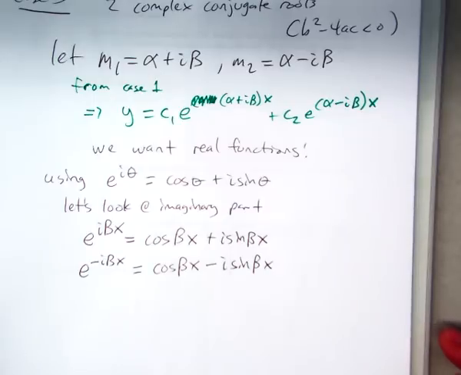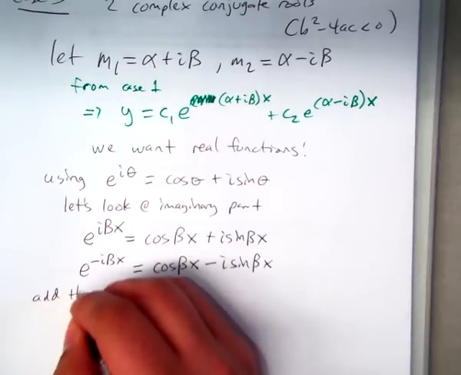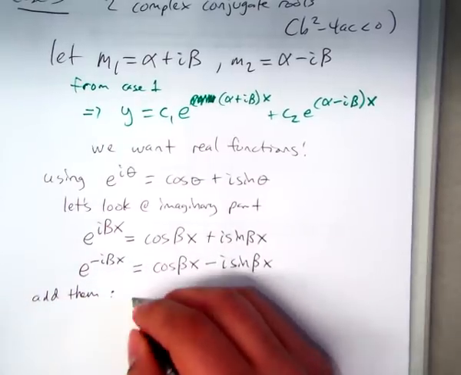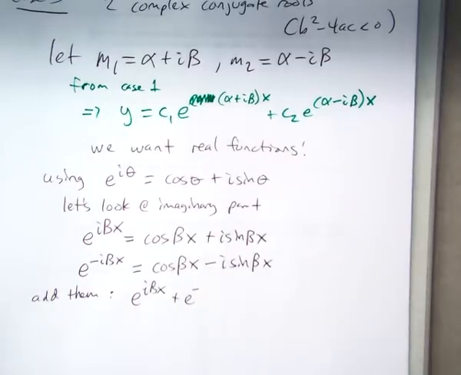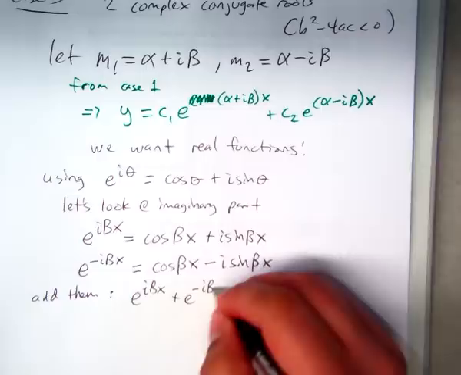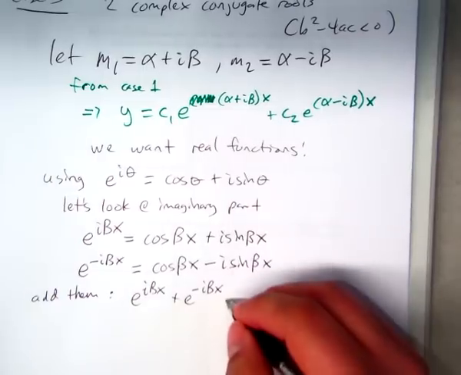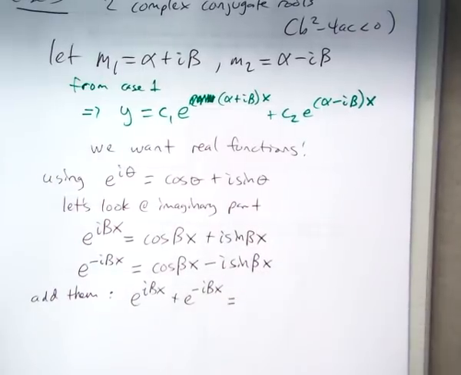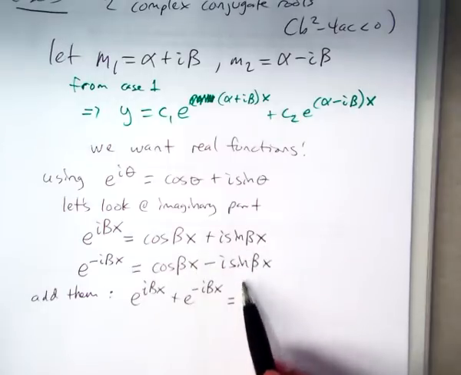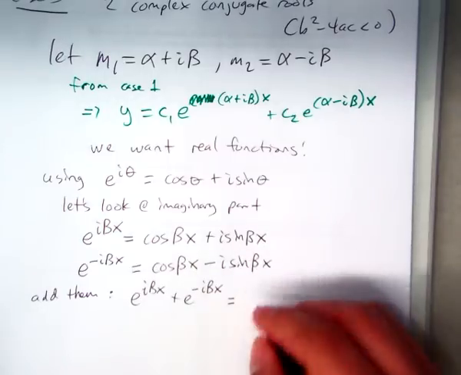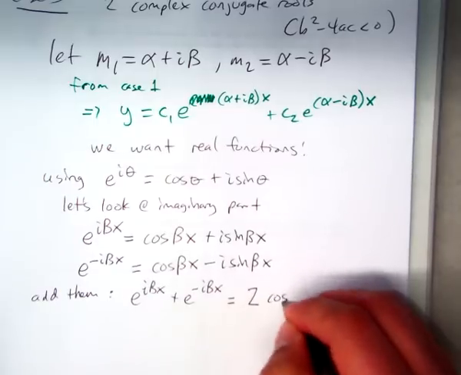Okay. And now what we're going to do, first we're going to add these two together. So let's add them. So we get e to the i beta x plus e to the minus i beta x. And you guys kind of know already, right? If you add two conjugates together, what's going to happen? Drop out the imaginary stuff, right? So if I add these two up, you can see that right here, our i sine beta x goes away. We just get 2 cosine beta x.